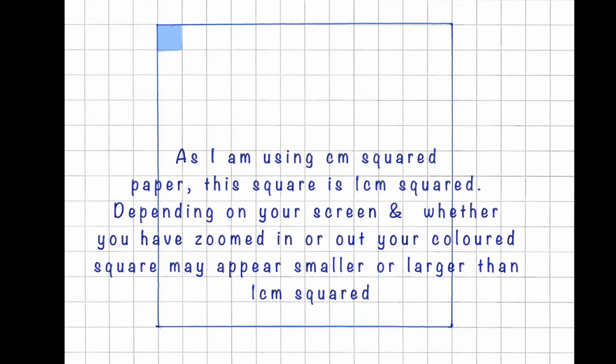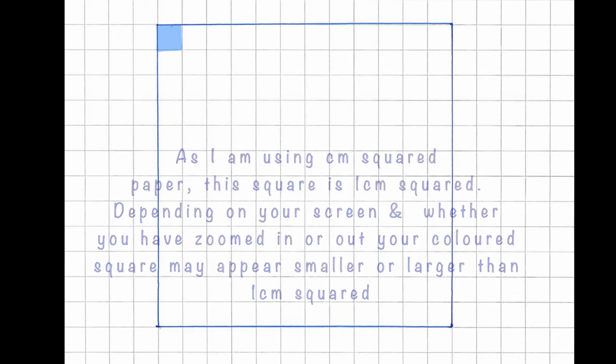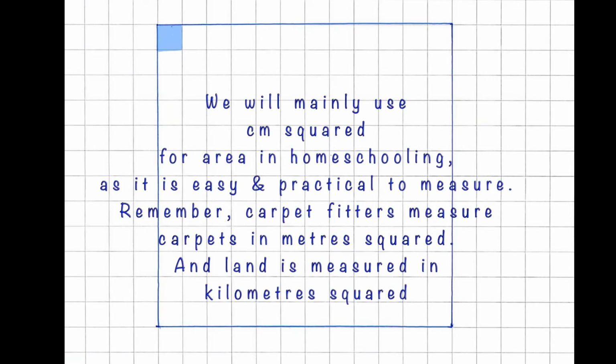Now on your screen it might look slightly smaller or bigger than 1 centimetre by 1 centimetre depending on whether you've zoomed in or out or what device you're using. Area is usually measured in centimetres squared. That's because in the homeschool that is the most practical measure to use. Remember, if you're a carpet fitter, you're going to be measuring more usually in metres squared. And if you're measuring land, you're going to measure in kilometres squared. But this is not practical to do in the homeschool.